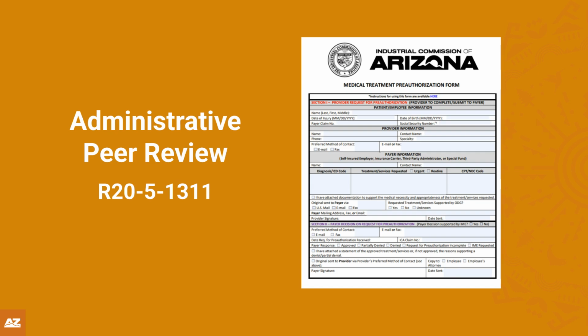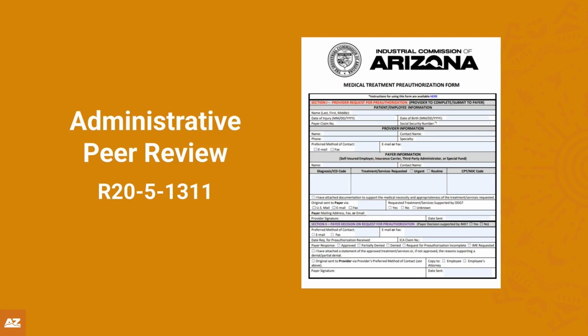Title 20, Chapter 5, Article 13 of the Arizona Administrative Code, Rule 20-5-1311, will provide guidance on this process. The administrative peer review is available for requests for medical treatment or services related to all body parts and conditions, and can be submitted by a healthcare provider or an injured employee to the Industrial Commission of Arizona's Medical Resource Office Division.